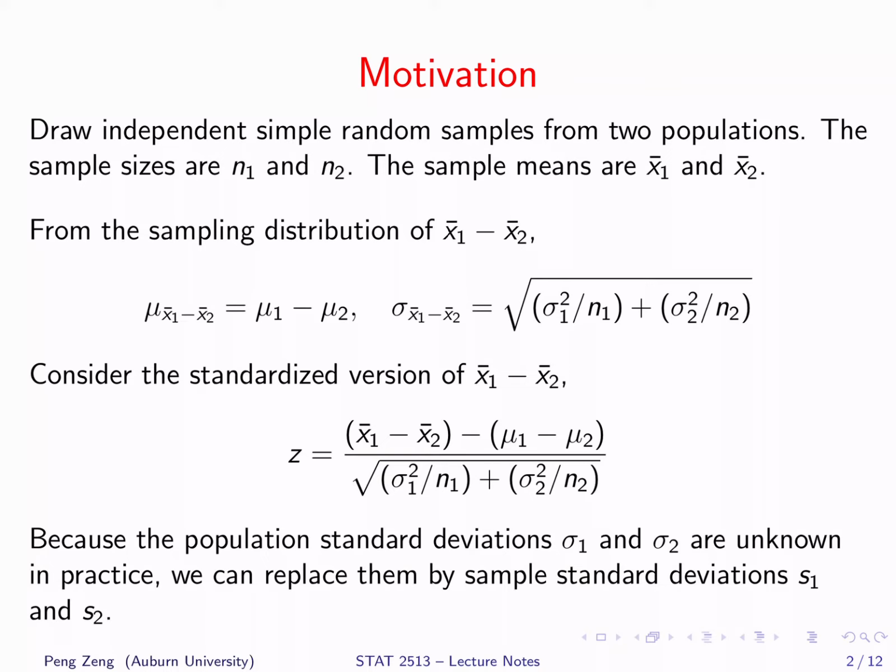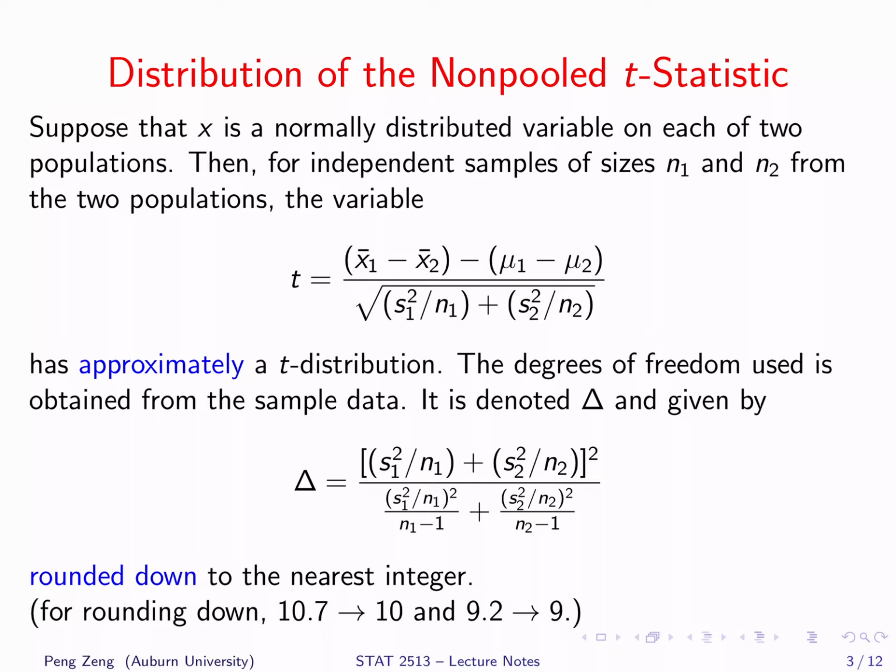Because population standard deviations sigma 1 and sigma 2 are unknown, we replace them by the corresponding sample standard deviations S1 and S2. In order to conduct statistical inference, we need to know the sampling distribution. The first displayed expression is obtained by replacing sigma 1 and sigma 2 in the z-score in the previous slide by the sample standard deviations S1 and S2.